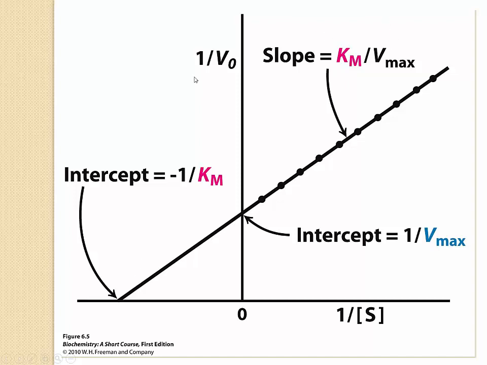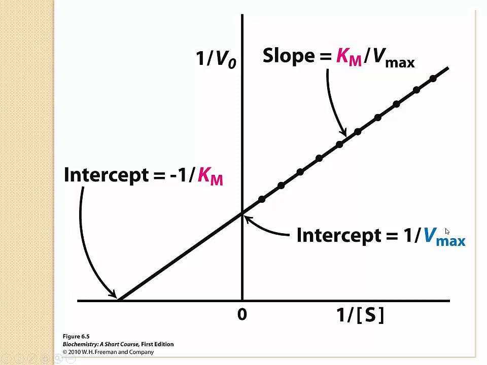Now let's note a few features. First of all, the slope of the line, m, is Km over Vmax. So if we know one, we know the other. If I know the Km and I know the slope, I know the Vmax. The y-intercept, so this is where x equals 0, is equal to 1 over Vmax.